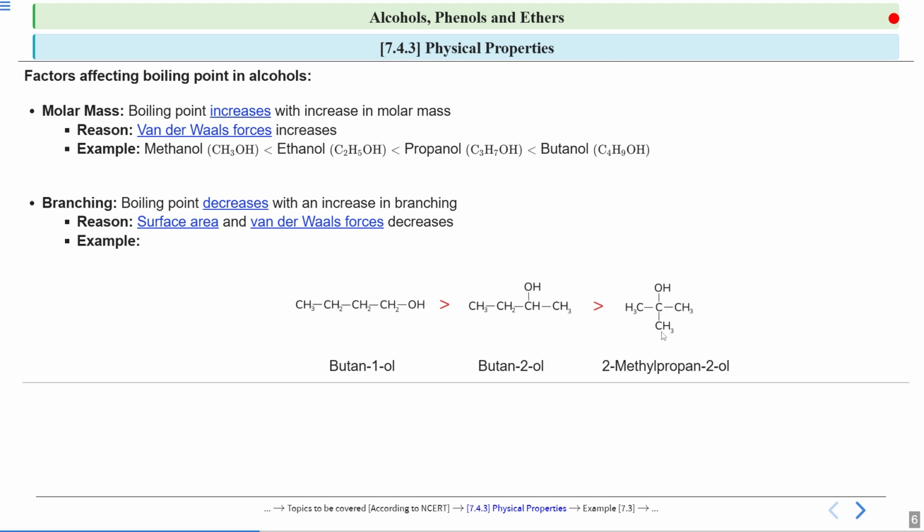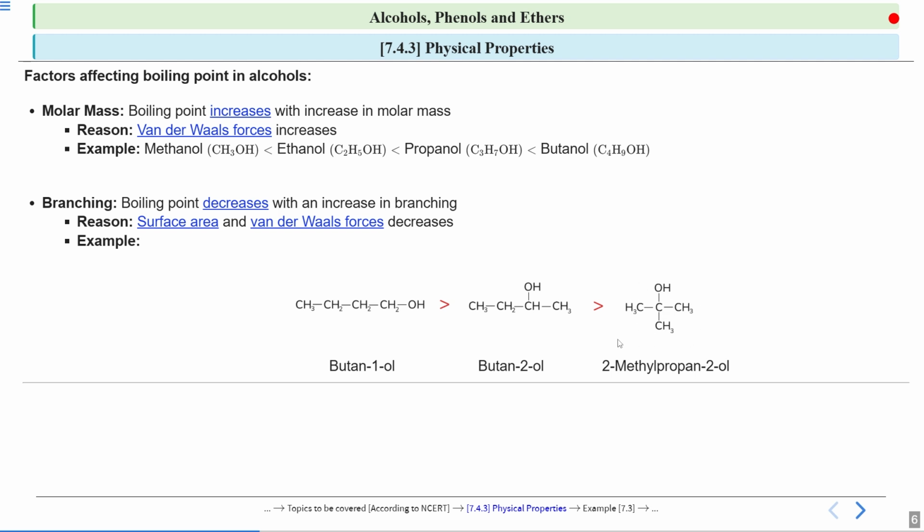Okay, and now look at this compound. At the second position, there is a methyl group as well as an OH group. So it is 2-methyl propane 2-ol. Now, look at this carbon. This is a tertiary carbon because this carbon is further attached to 3 carbons. And this carbon is a secondary carbon because it is further attached to 2 carbons. Okay, now let's come to what I was telling, that the boiling point decreases with increase in branching. So that means 2-methyl propane 2-ol has the most branching.